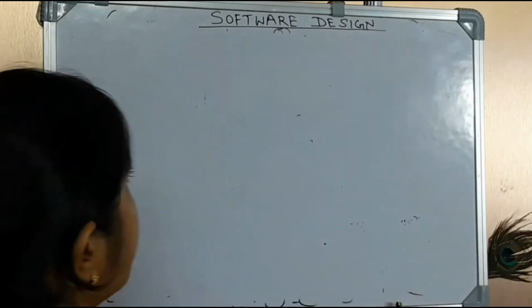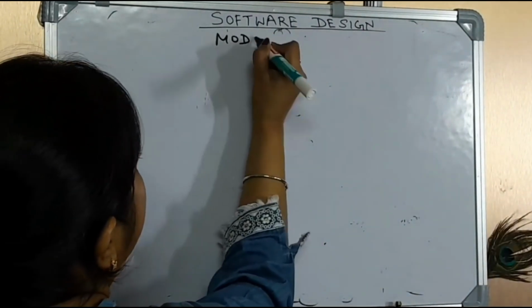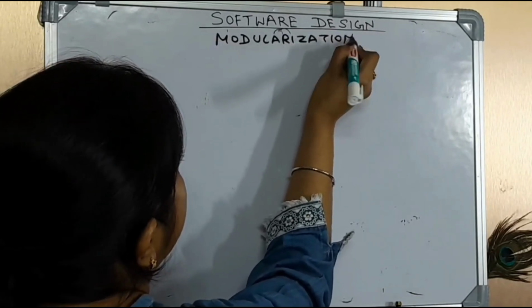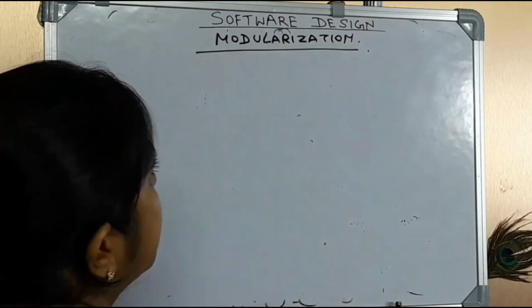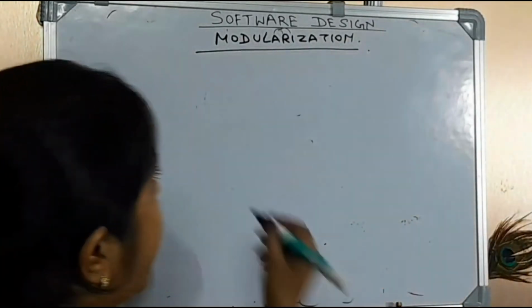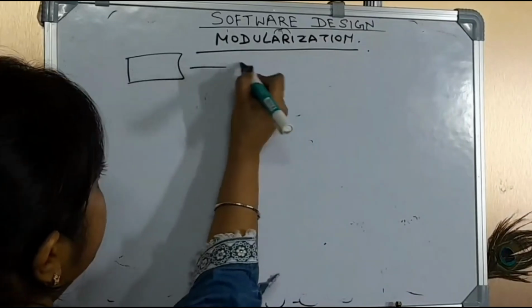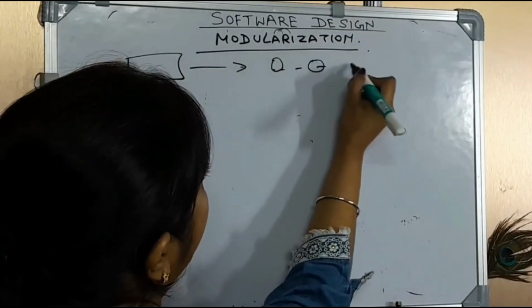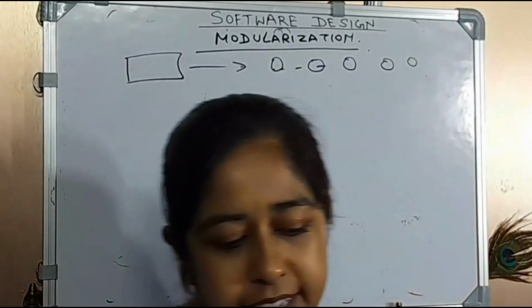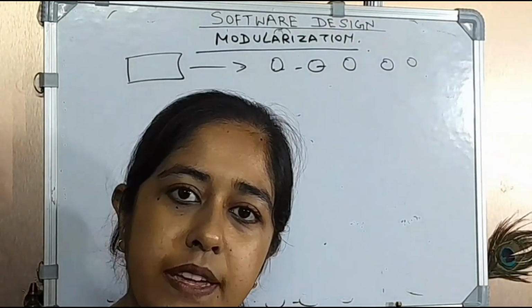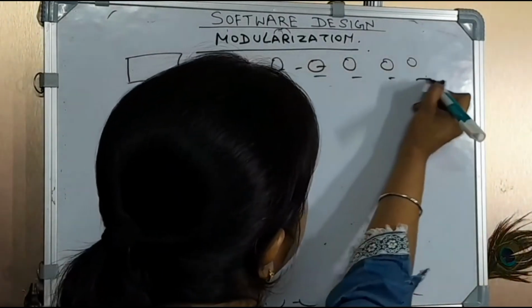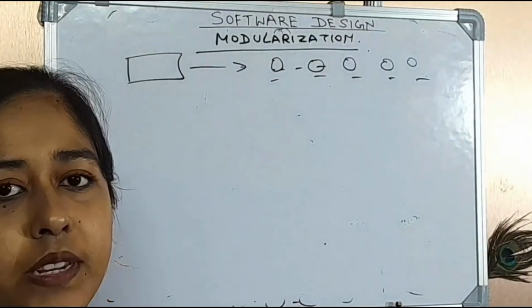Okay, so first of all, the main thing is modularization. This is my new topic. It means breaking my whole system into some discrete modules, into multiple, discrete, independent modules. They are working independently, individually.